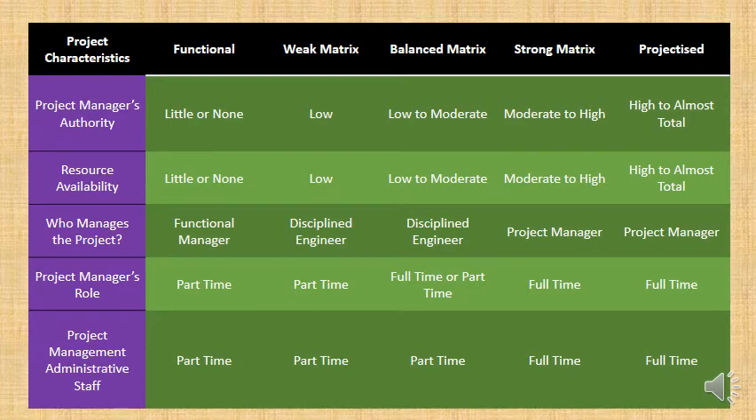So this is just a little bit of a summary with the various projects. If we look at the left column, a functional organization, there's very little authority given to a project manager, so people can tend to lose their view of the wider project and get bogged down in focusing just in their tiny little pigeonhole of the project. Also, resourcing can be difficult because the people in charge are also trying to resource other projects at the same time. And their role as the project manager is very much part-time.